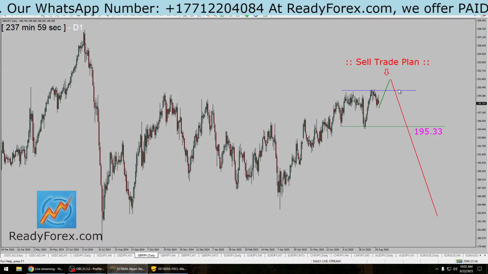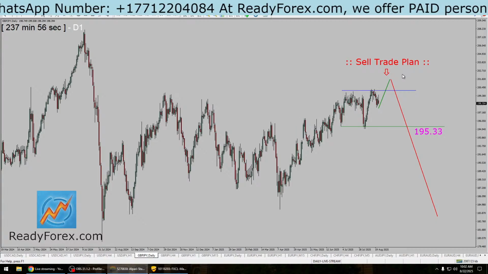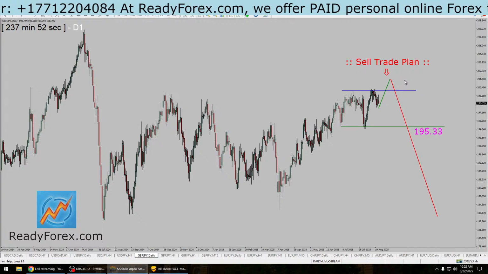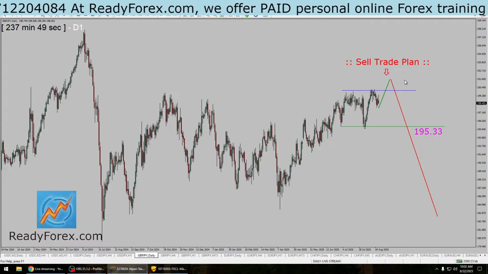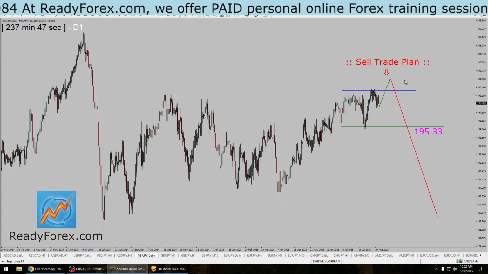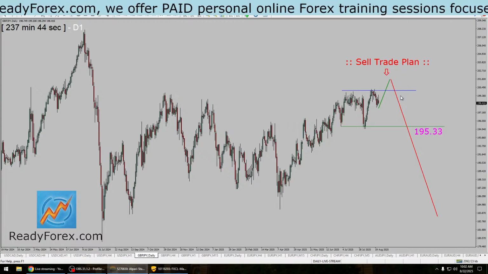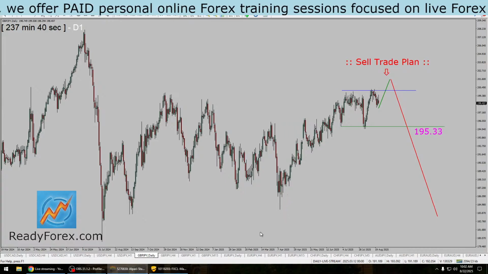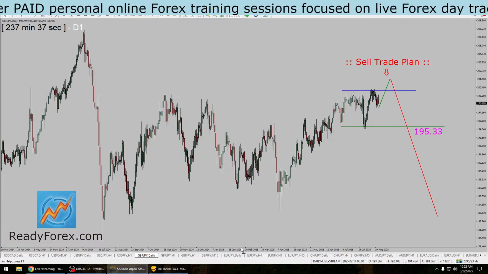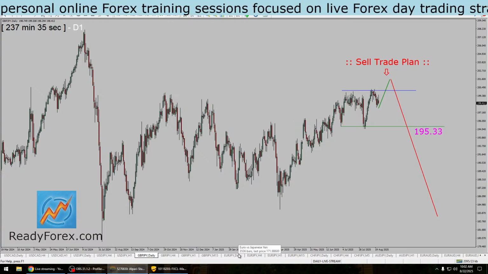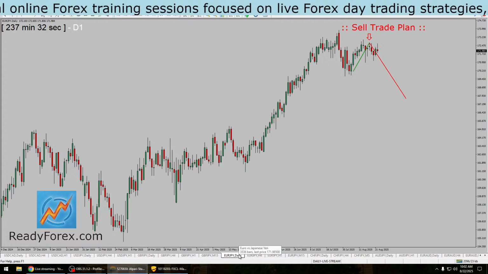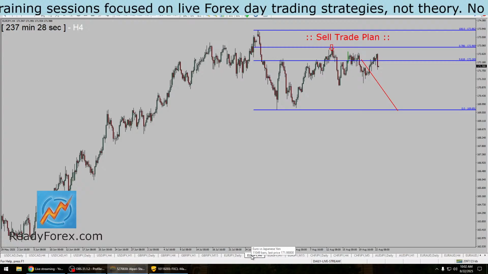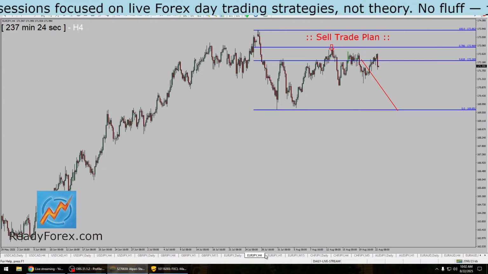GBPJPY is still waiting for a false breakout over here, and once we get it, that would be a potential sell trade plan right up over here inside the pound versus Japanese yen currency pair. Next, let us take a look at the euro versus JPY currency pair. Euro yen is probably trying to drop. Yes, it is. Let's go to a 4 hour. This was the sell trade plan right up there.